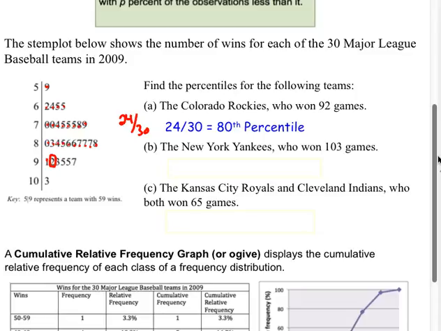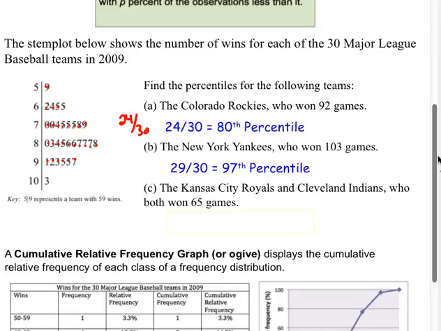How about the New York Yankees, who won 103 games? Okay, so we've already done a lot of counting. So this was already 24 right there. So 25, 26, 27, 28, 29. So 29 of the 30 teams were less than it. So that's at the 97th percentile.